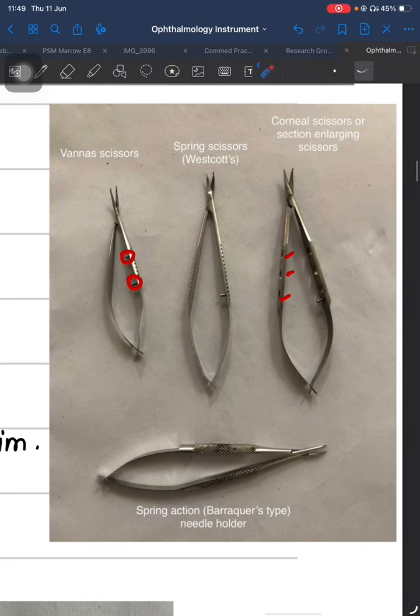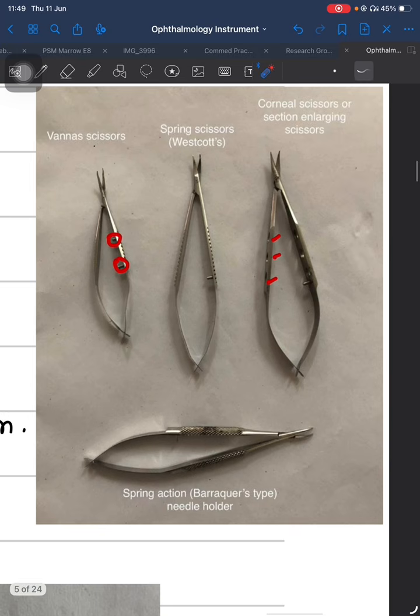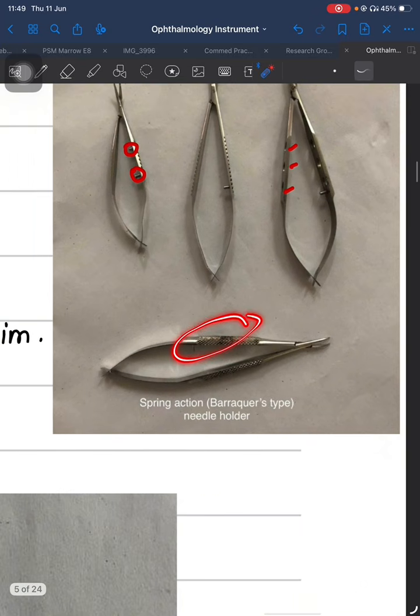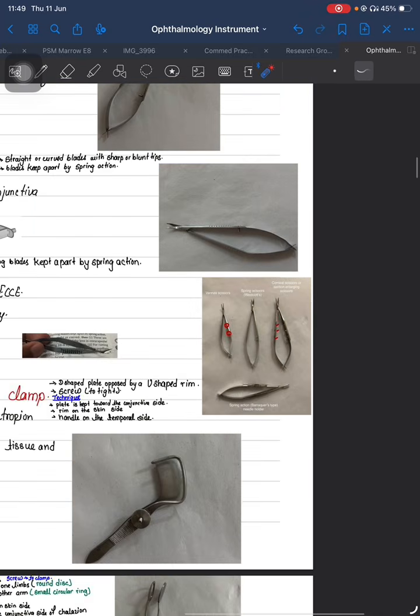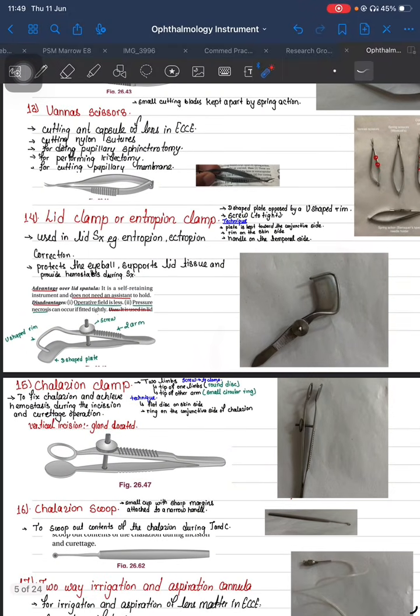The small one is the pen scissor, and the middle shape one is the spring scissor or Wasco scissor, and the last one is the corneal scissor or sectional scissor, and the one which contains the serrated is known as the barcode shape needle holder. And now the lid clamp. Lid clamp is also known as the entropion clamp.